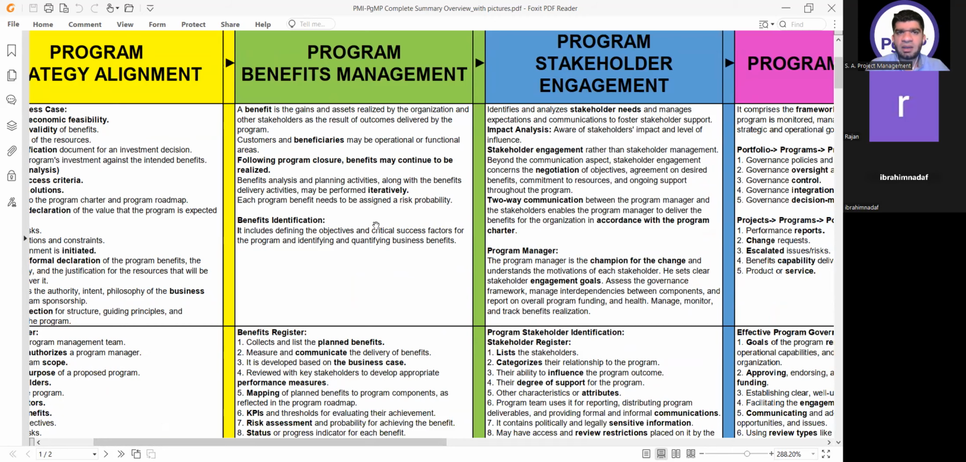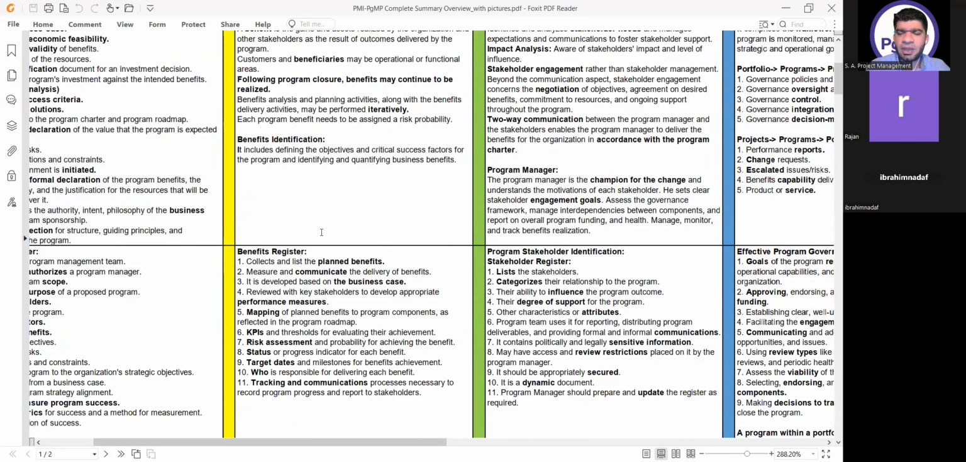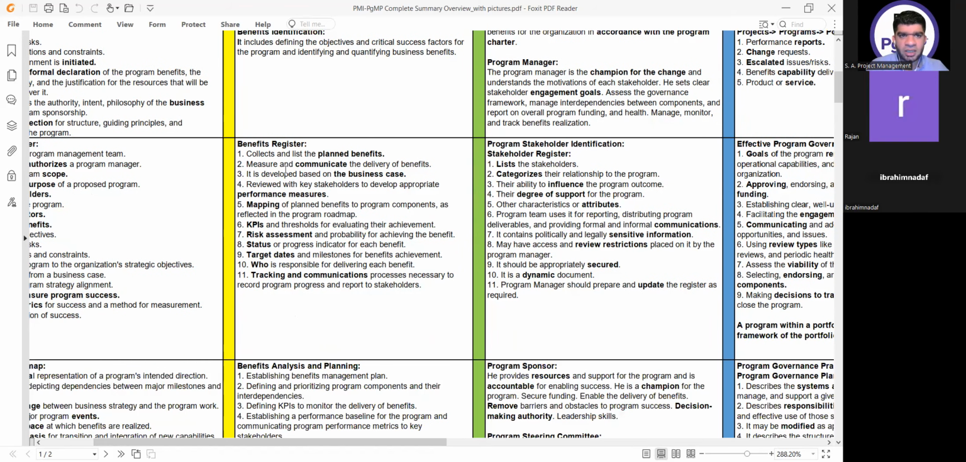Okay, good. Then we have program benefits management. Again, here the main concept is to first have the benefits identification, then we go to the next steps. So whenever you identify the benefits, it will go into the benefit register. It collects and lists the planned benefits, and measures and communicates the delivery of benefits.